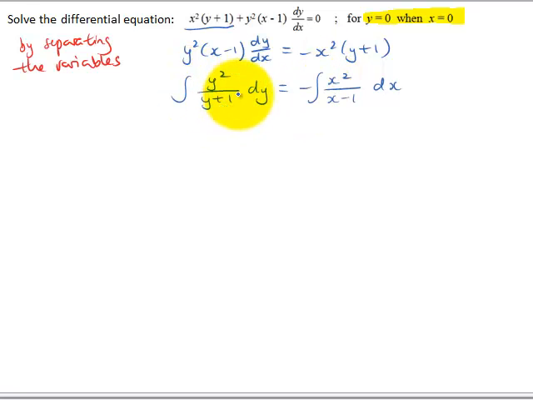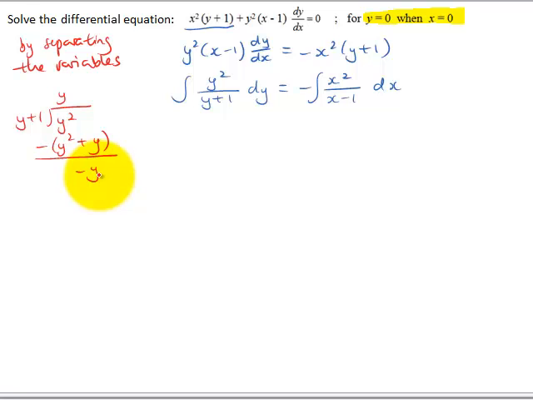Now if you look at the left hand side and the right hand side, both the rational expressions are improper. So I have to do long division to re-express these as proper rational expressions. This means to take y squared divided by y plus 1. So y squared divided by y is y. Distribute the y, so y times y plus 1 gives me y squared plus y. So I'm going to take y squared minus this. Y squared minus y squared cancels out, so I'm left with negative y.